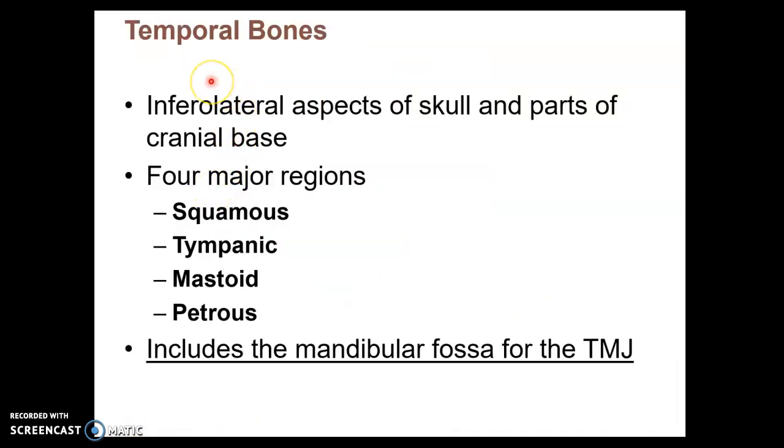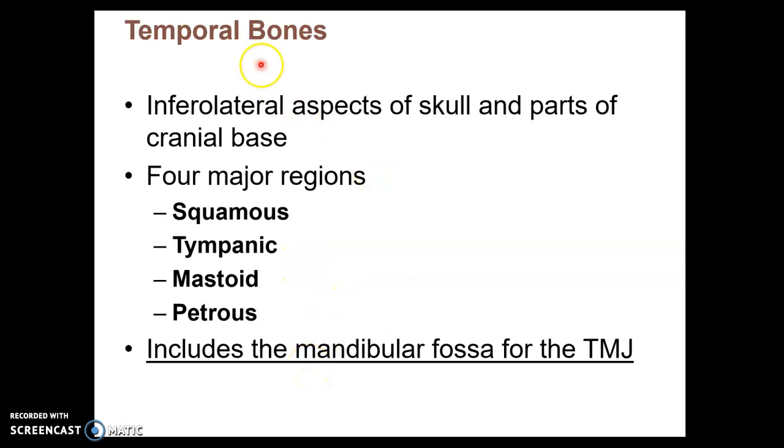Next, for cranial bones, we have temporal bones. There's one on the left, one on the right. They're found on the lateral aspect of the skull, but also on the inferior aspect of the skull. They have 4 major regions, and we'll see that on the picture on the next slide.